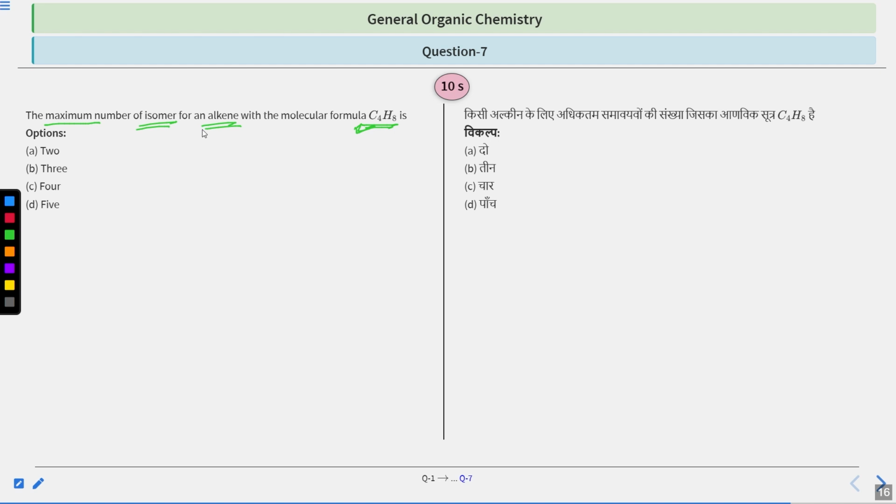Isomers are basically molecular structures which are different structurally, but their molecular formula is the same. We just arrange some groups along a double bond differently in the structures, but overall the molecular formula will be the same for both. Those are known as isomers. The maximum number of isomers which this alkene having a molecular formula of C4H8 can have is. Options are 2, 3, 4, 5. You have 10 seconds to solve this question. After that, we will see the answer.